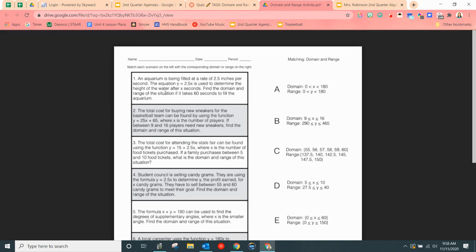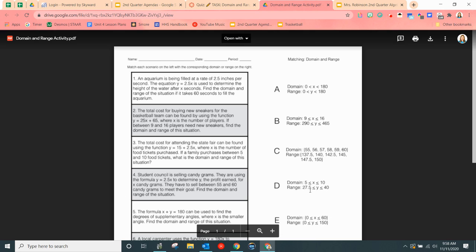So for these situations, this equation is going to be key for you to figure out which domain and range it is. And what I would do, first of all, I would go through and write on every single one of them, and I would say, is this discrete or is it continuous? Because that's going to help you with your answer choices.